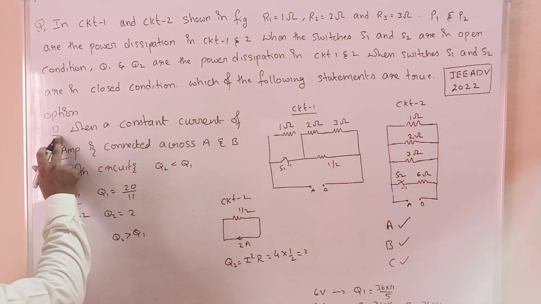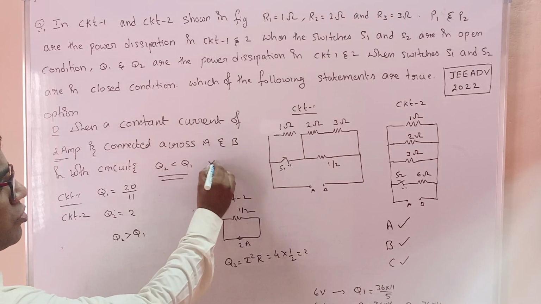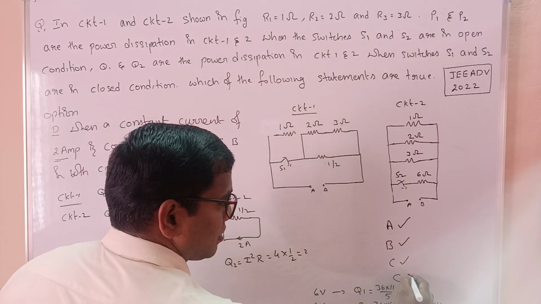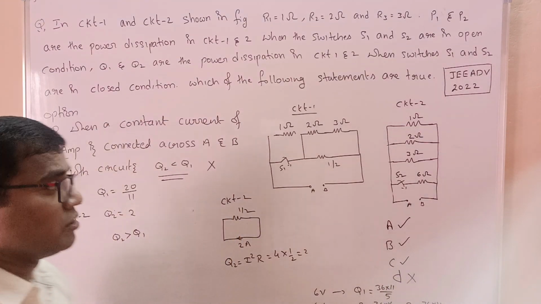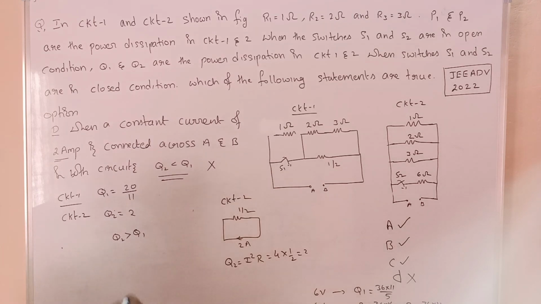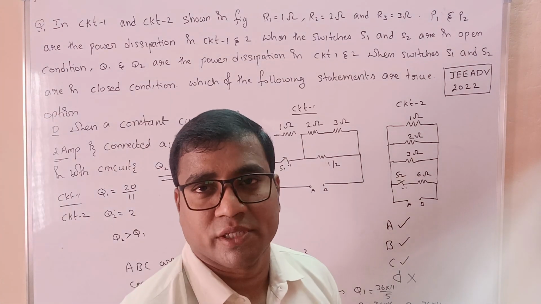But in option D, what is given? Q2 is less than Q1, which is wrong. So option D is wrong. For this question, A, B, and C are the correct options.